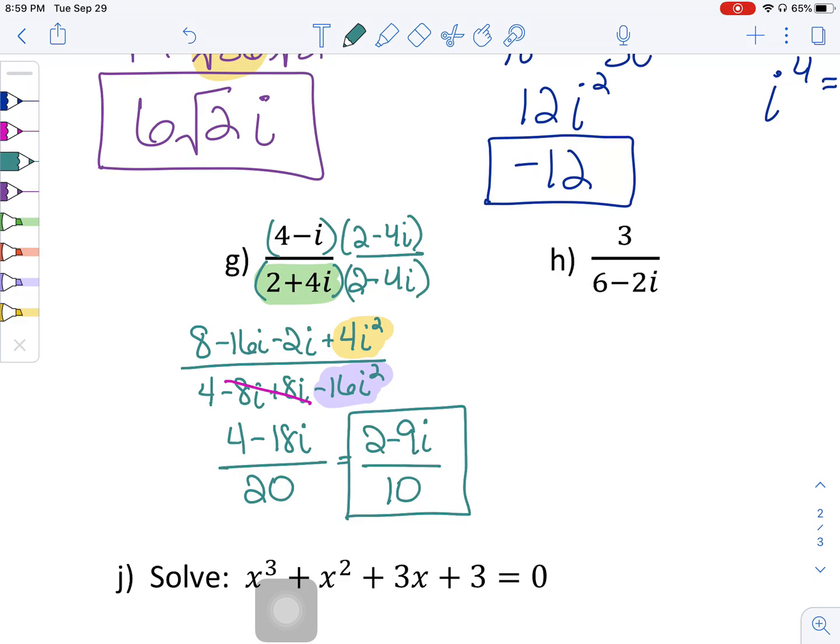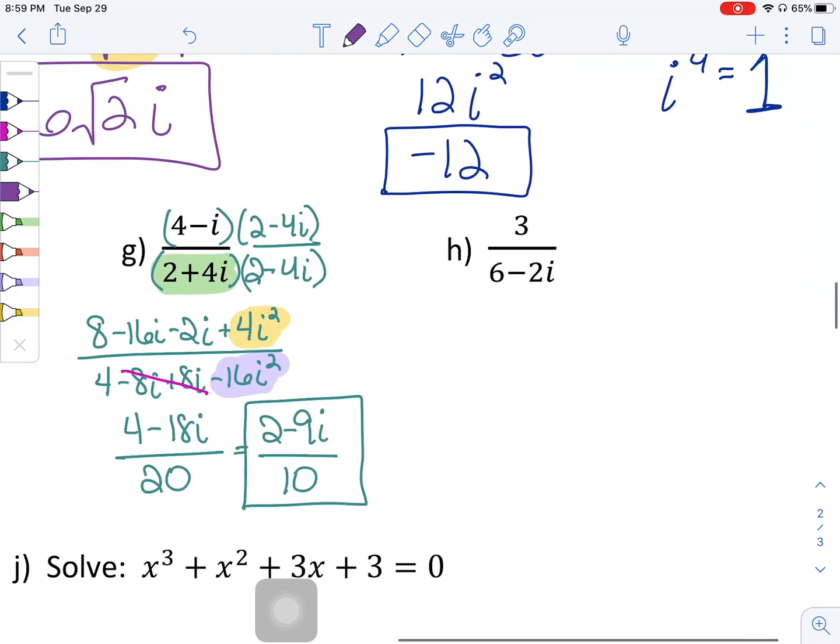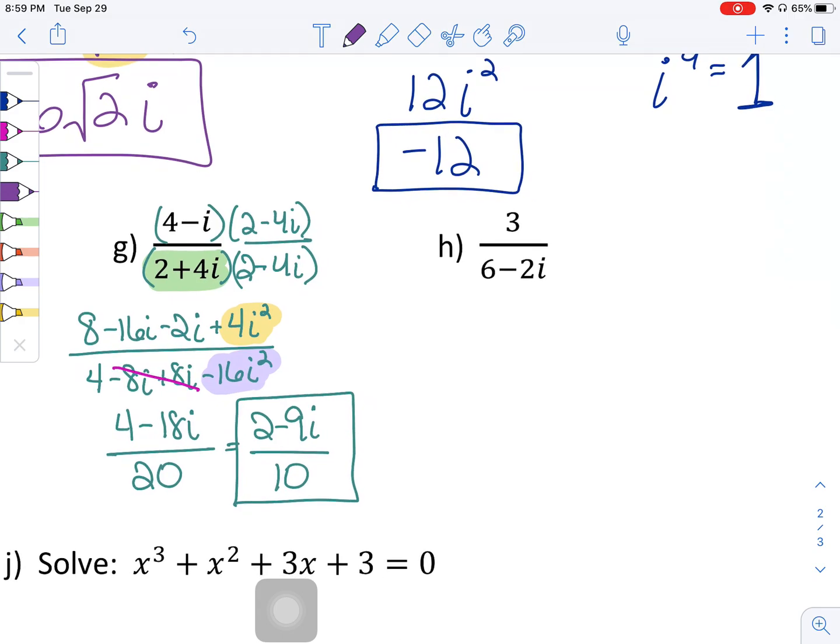Okay? We're going to do the exact same thing with part H. We want to, again, multiply by the conjugate of whatever is in the denominator. So the denominator right now is 6 minus 2i. So the conjugate of that would be 6 plus 2i. What you do to the denominator, you're going to do to the numerator. All right, the numerator is pretty straightforward on the distributive property.